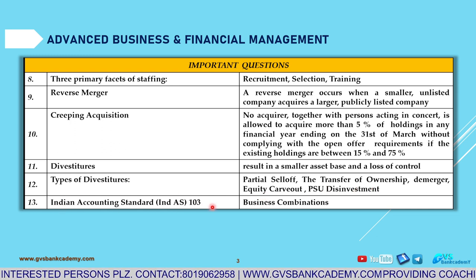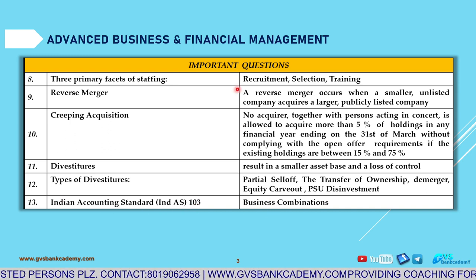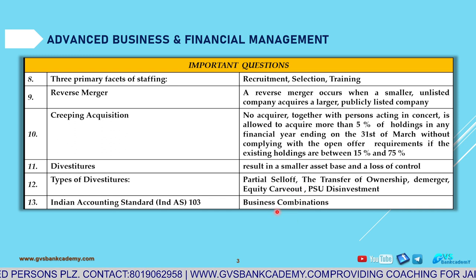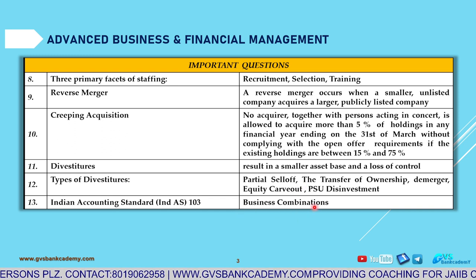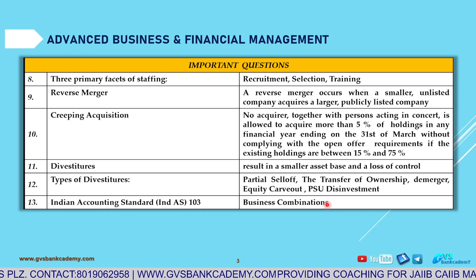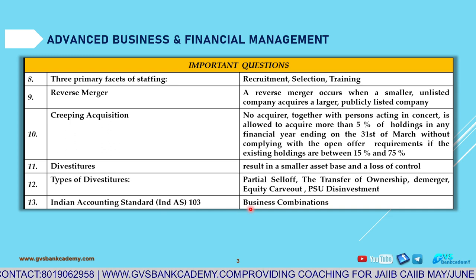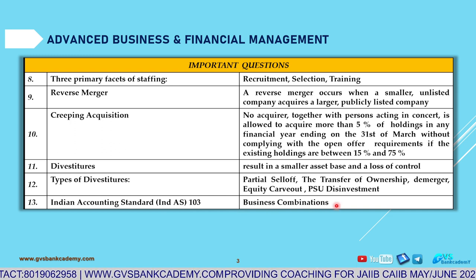Ind AS 103, Indian Accounting Standard 103, deals with business combinations and mergers. Accounting Standard 14 deals with amalgamations and mergers.